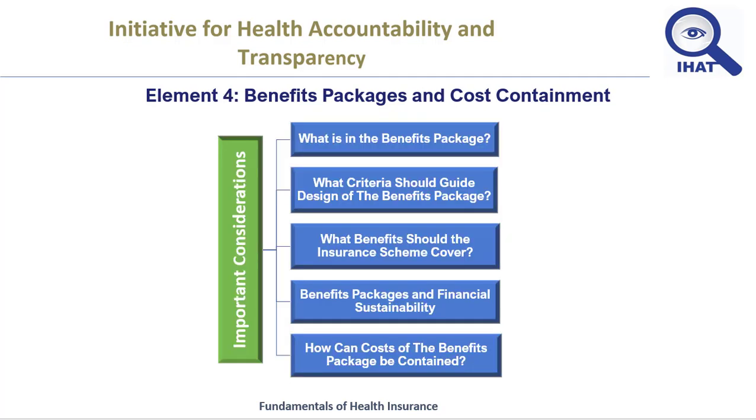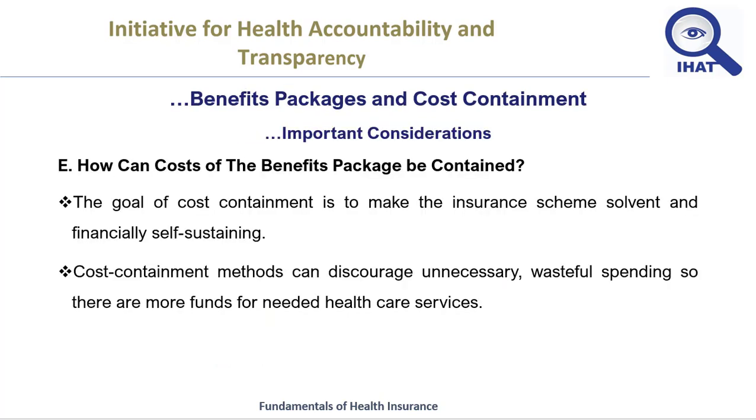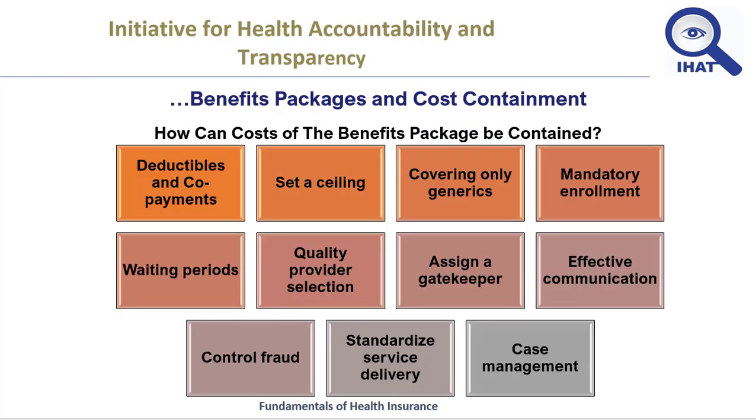Now we'll be looking at how the cost of the benefit package can be contained. The goal of cost containment is to make the insurance scheme solvent and financially self-sustaining. Cost containment methods can discourage unnecessary wasteful spending so that there are more funds for needed healthcare services. So we'll be looking at some ways in which cost of the benefit package can be contained. Many health insurance plans control cost through deductibles and co-payments, as this mechanism controls the tendency to overuse health services.